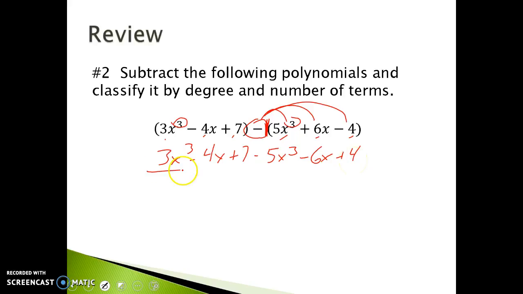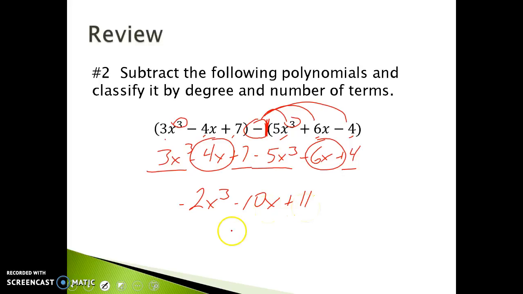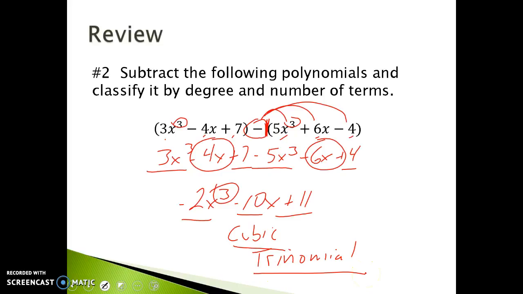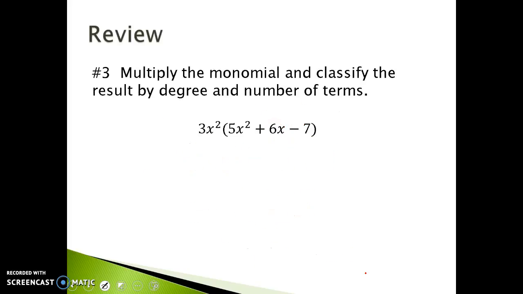So when I combine like terms, I have 3x to the third minus 5x to the third, which is negative 2x to the third. I have a negative 4x and a negative 6x, which is a negative 10x. And a positive 7 and a positive 4 is a positive 11. And this is a cubic trinomial. Cubic because it's a third degree polynomial and it has 3 terms, and so we call it a trinomial. So you're going to need to be able to add and subtract polynomials together and then also classify them by their degree and their number of terms.